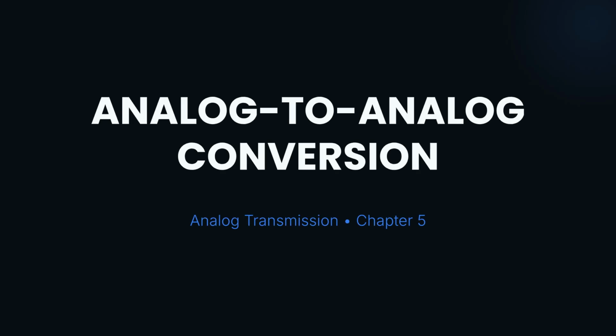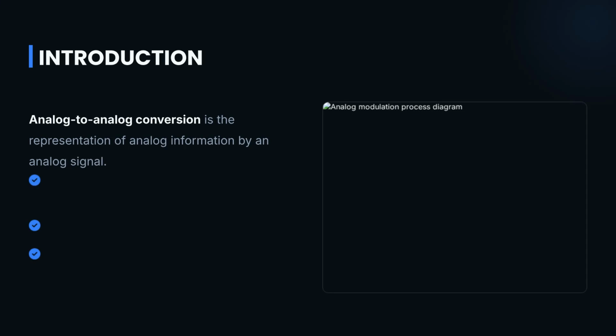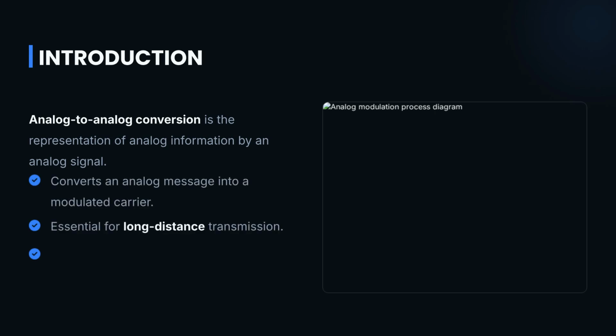This video will cover analog-to-analog conversion, a crucial topic in analog transmission. Analog-to-analog conversion is the process of representing analog information using an analog signal. It's essential for long-distance transmission, converting the message into a modulated carrier, and utilizing high-frequency signals.